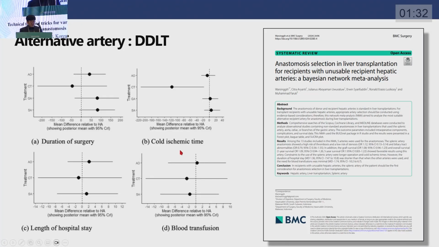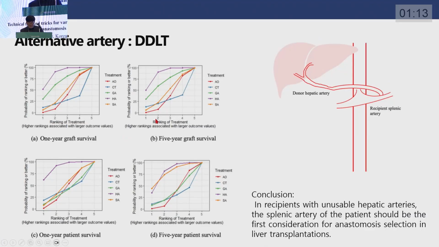Regarding alternative arteries, there is no evidence for living donor liver transplantation. We see that the native artery is best. However, some have reported on this in DDLT. The splenic artery shows long-term graft survival and biliary complication outcomes, so this report reached a conclusion: if the hepatic artery is unusable, the splenic artery is first choice for DDLT. However, there is no evidence for LDLT.